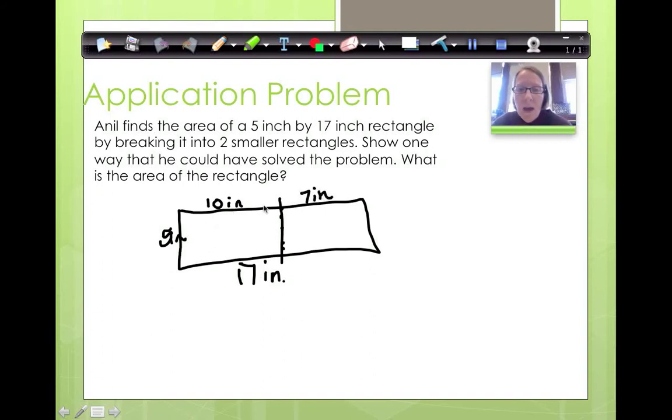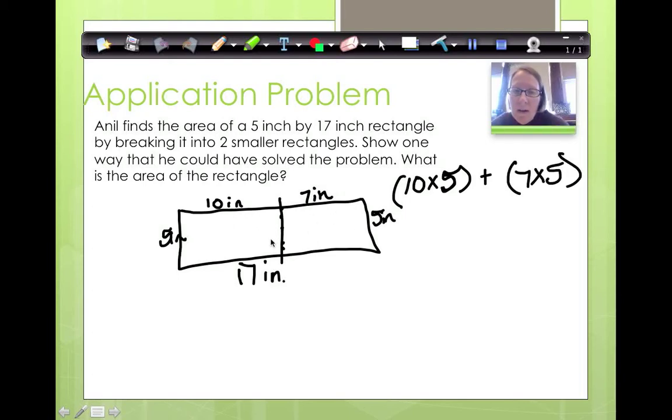Now I have to find the area of both of these rectangles, and then I'm going to add them together, and then that should give me my total. Correct? Okay, so let's find the area of this first rectangle. I'm going to do 10 times 5. And then I'm going to add it to this area. Well, I know with my opposite rule for rectangles that this is also 5 inches. So this is really going to be 7 times 5. Now if I add this area and this area up, I should have the total.